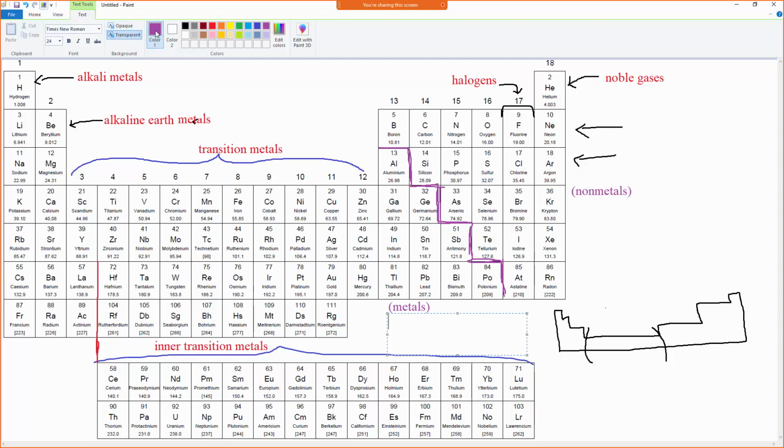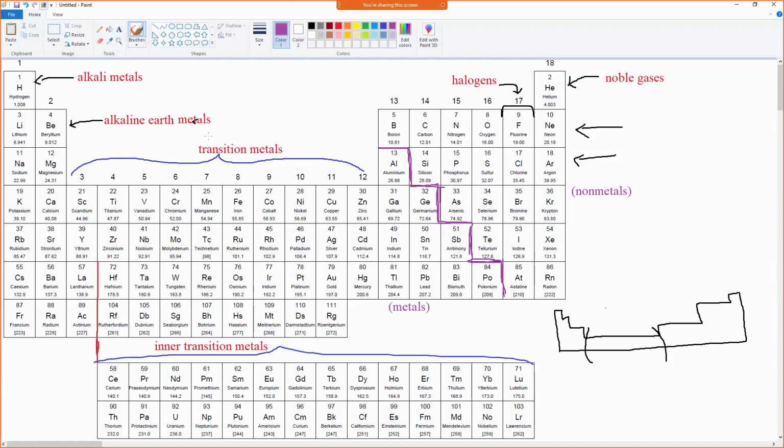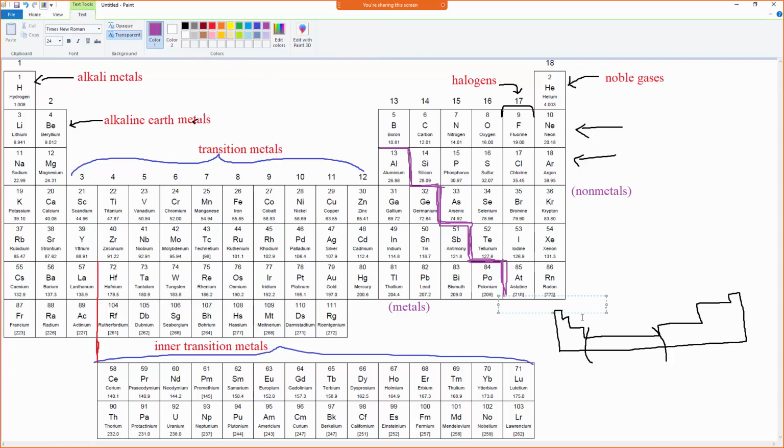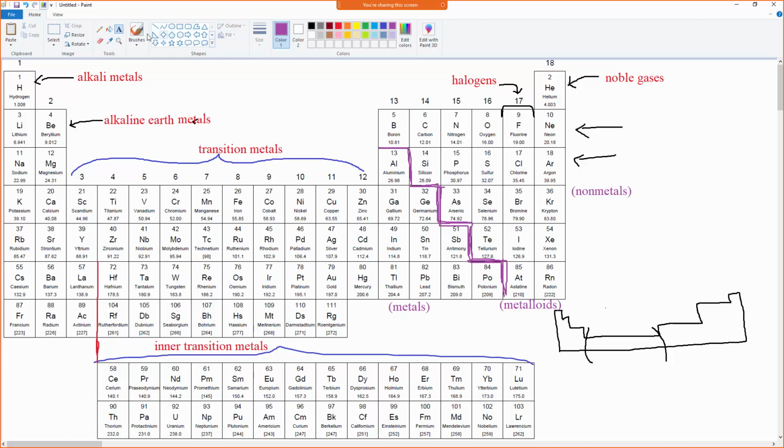Oh, Erica's reminding me that we have another category here. If you're on the line, if you're close, if you're touching this line, then you might have properties of both. In which case we're going to call you metalloids. You have properties of both metals and nonmetals, but we want to figure out what are those properties first.